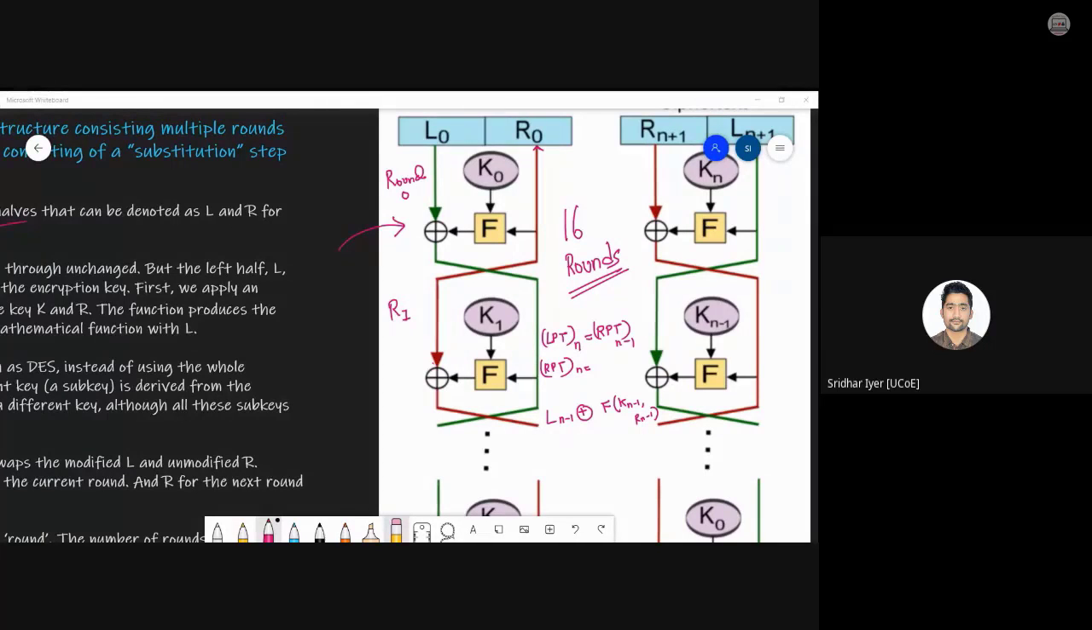Yes, as you can see, the right plain text itself goes unchanged as the new left plain text. Am I clear with this? But at the same point of time, all the operations are being performed on the right plain text only inside the function block.